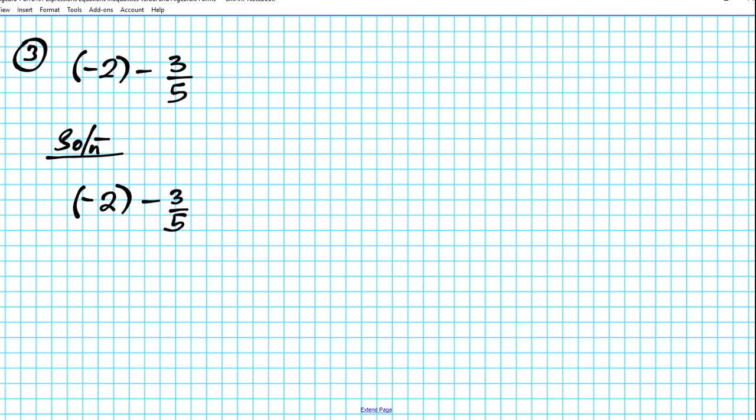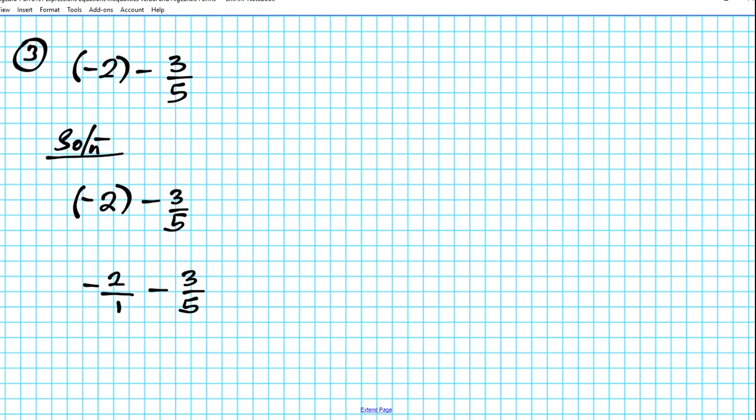Alright, let's take a look at another example. What if we have, for number 3, negative 2 minus 3 over 5? Alright, so in this case, we have a whole number, an integer, and we're subtracting 3 over 5 from that integer. So we need to express this integer as an improper fraction. So what we'll do is just simply express it as negative 2 over 1 minus 3 over 5. So anytime you have an integer, just put a 1 in the denominator to express it as an improper form.